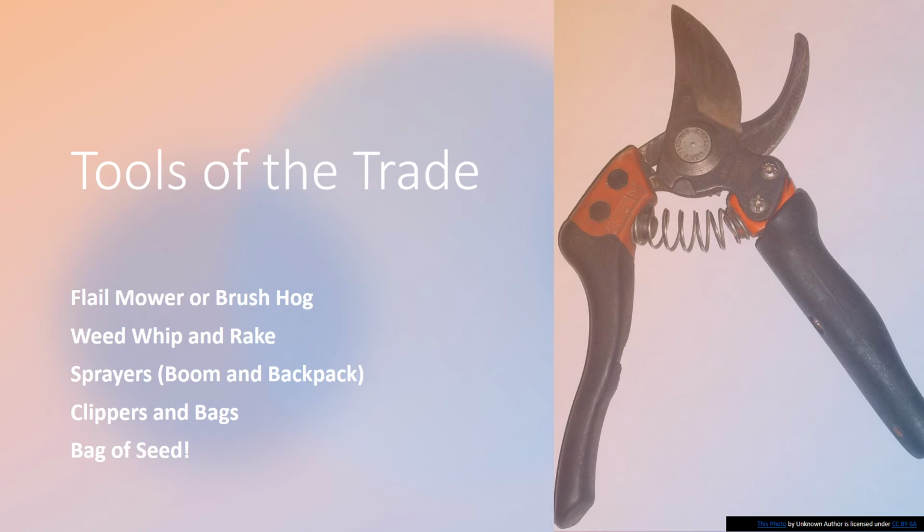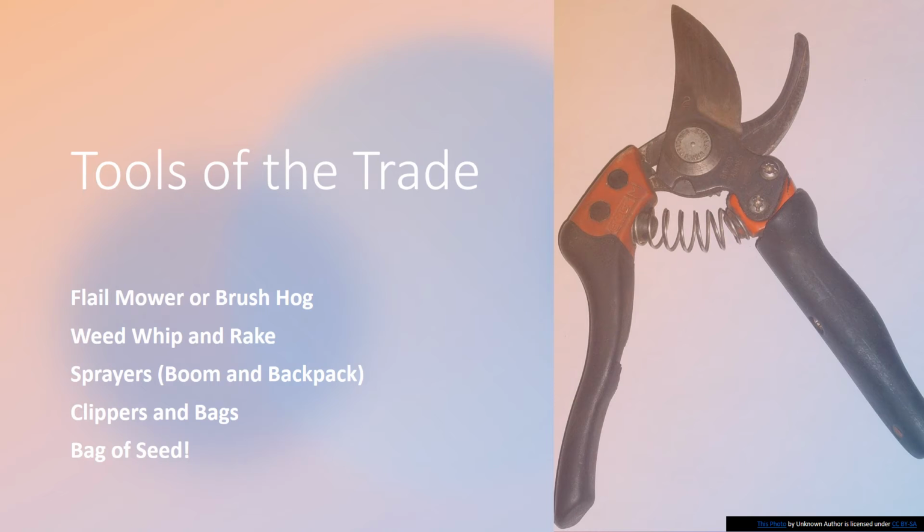A smaller area, you could use a weed whip and a rake. Go in, cut back the tops of the plants that you don't want to produce seed. Take a rake it off. Make sure you get it off the site. So certainly something you can do on a smaller area.